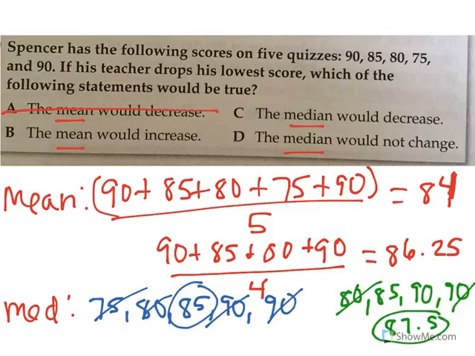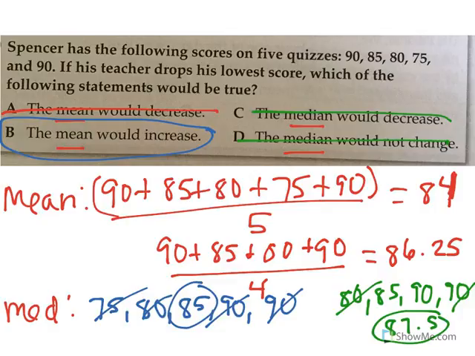Okay, so since the median increased, I can get rid of C because the median did not decrease, and the median did change, so I can also get rid of D. So my only answer can be B.